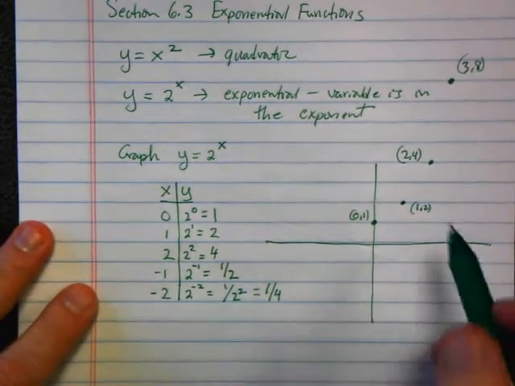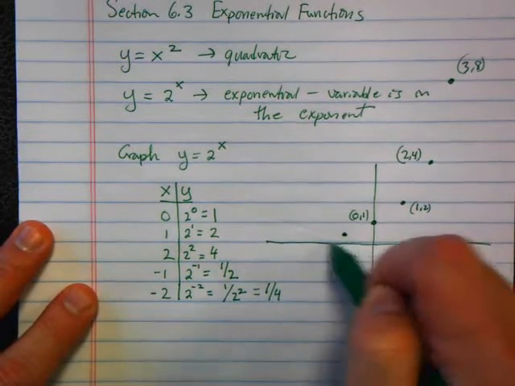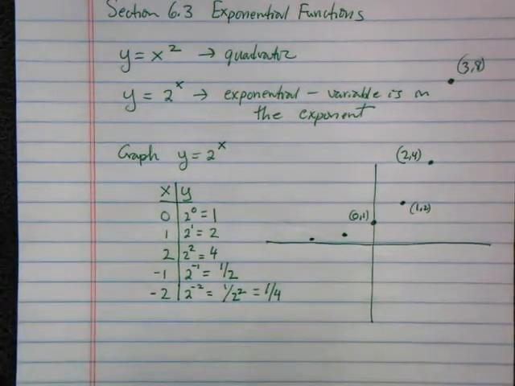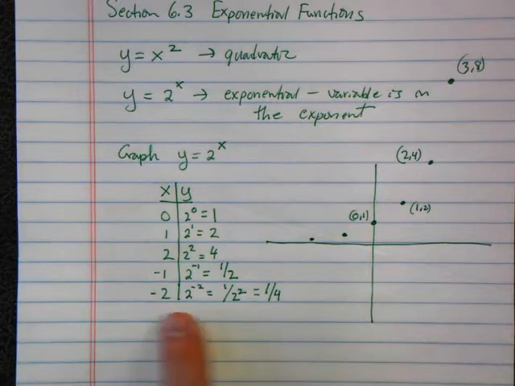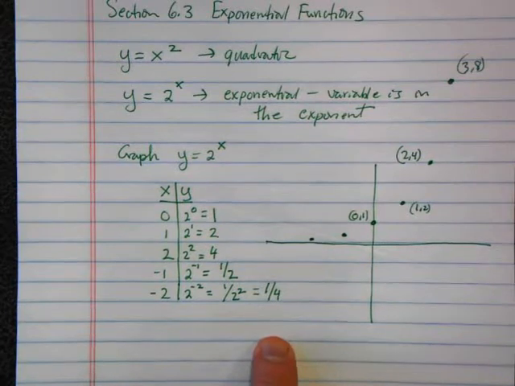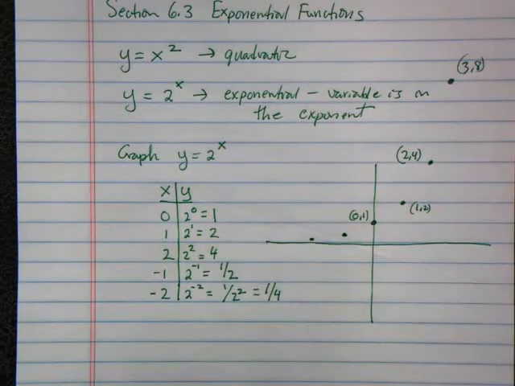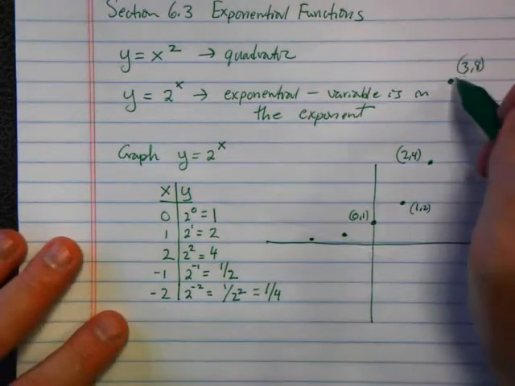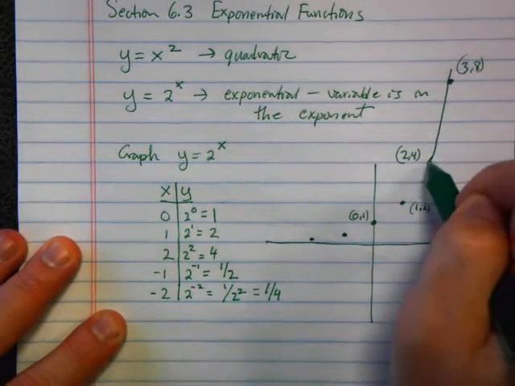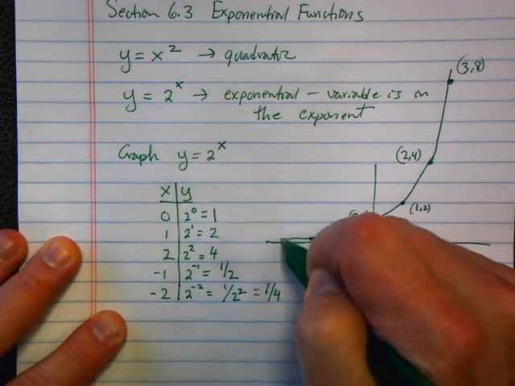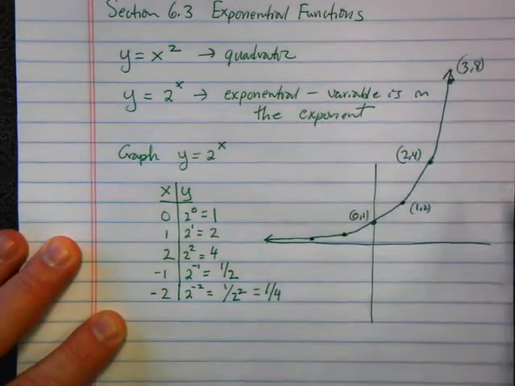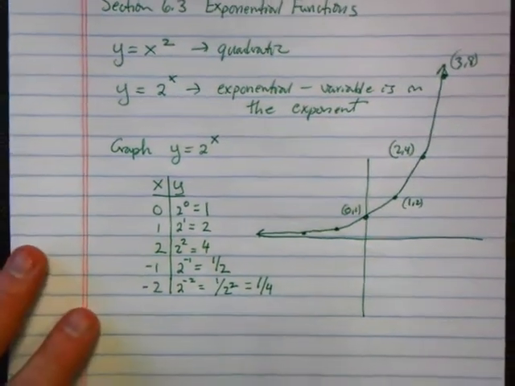And then what happens with the negative numbers? If I plug in -1, I get 1/2. If I plug in -2, I get 1/4. What's going to happen if I plug in -3, -4, -5? It's going to get closer and closer to 0, because if I plugged in -3, I would have 1/8. If I plugged in -4, I'd have 1/16. It's going to get closer and closer to 0, but is it ever going to hit 0? No, and there's a name for that. There's a name for when a graph gets closer and closer to a line, but never hits that line. What's that called? Asymptote, that's correct.